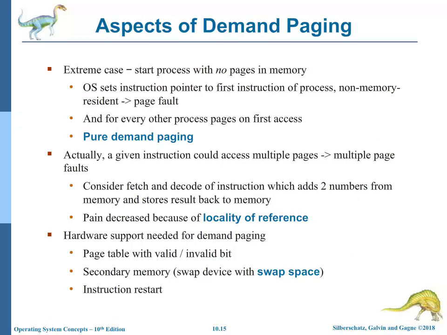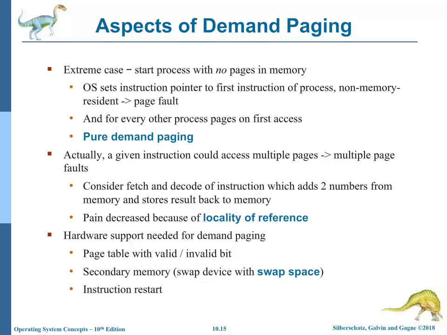In an extreme case, no pages are swapped in for a process until they are requested by page faults. This is known as pure demand paging. In theory, each instruction could generate multiple page faults. In practice, this is very rare due to locality of reference, which we will see in a later section. This will result in reasonable performance from demand paging.